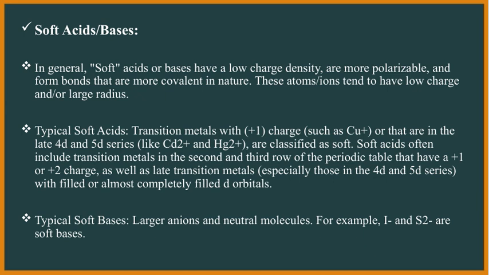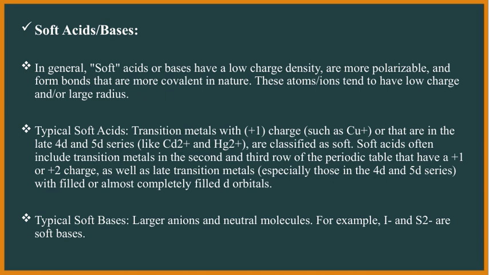When it comes to typical soft acids, we're often looking at transition metals that have a +1 charge, like copper in its +1 oxidation state, Cu+. You'll also find metals in the late 4d and 5d series, such as cadmium, Cd2+, and mercury, Hg2+, which are also classified as soft acids. These elements are usually in the second or third row of the periodic table and tend to have filled or nearly filled d orbitals, which influences their ability to form covalent bonds.